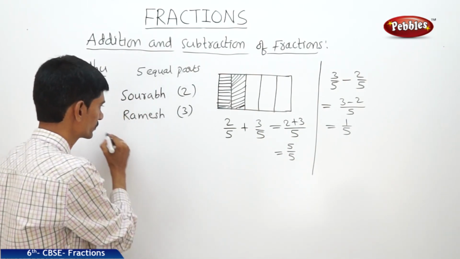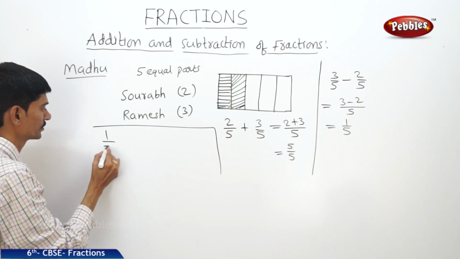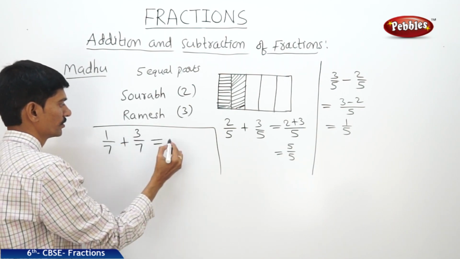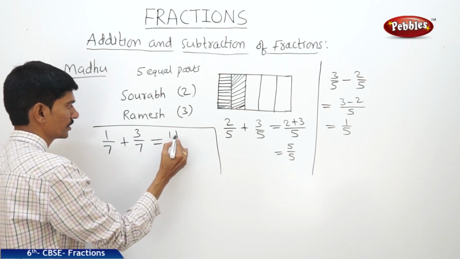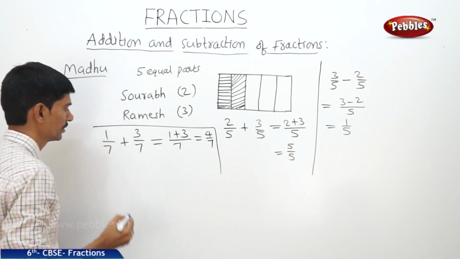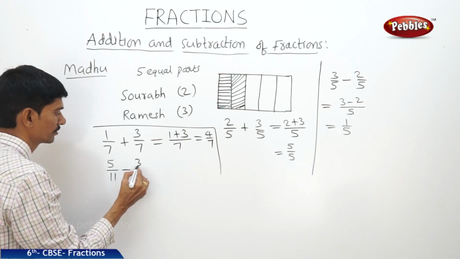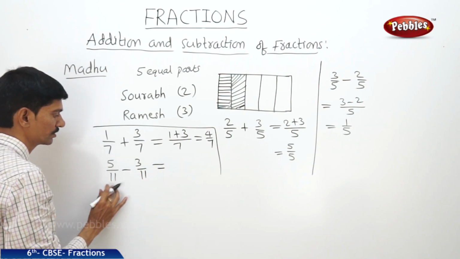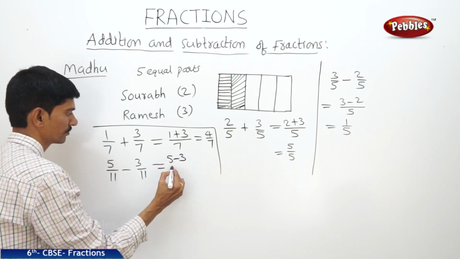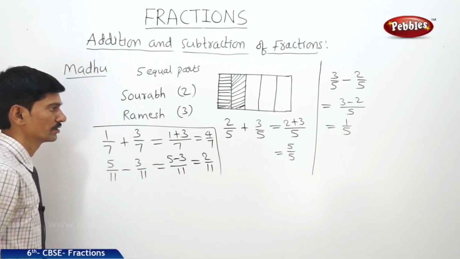Now for example, 1 by 7 plus 3 by 7. Here also the denominators are equal, so 1 plus 3 by 7. So this equals 4 by 7. Next, 5 by 11 minus 3 by 11. Here also the denominators are equal, so we can subtract the numerators. 5 minus 3 by 11. So this equals 5 minus 3 is 2 by 11.